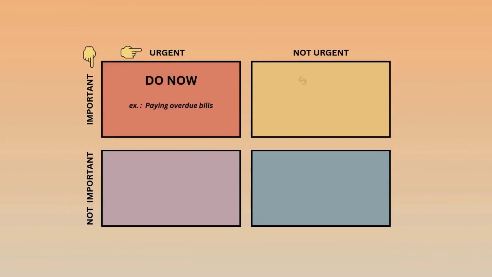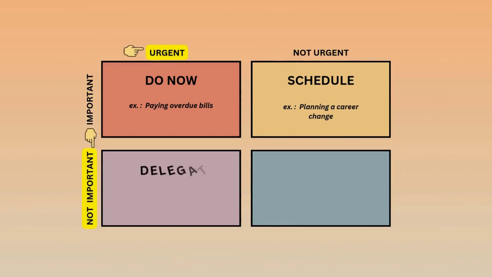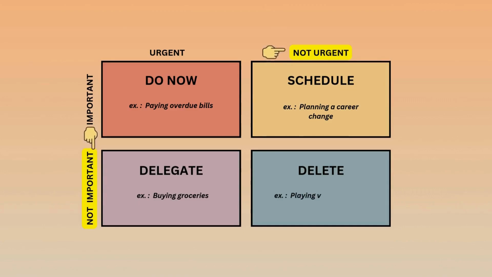The second quadrant we call Schedule. These are tasks that are important but not urgent. Therefore, you need to put them on your to-do list and schedule them for later. The third quadrant takes up things that you can delegate, as they are not important but they are urgent. So they do need to be done fairly soon, but they are not particularly important to you. Finally, we have the Delete quadrant. Things that are not important and not urgent either should go in this section.